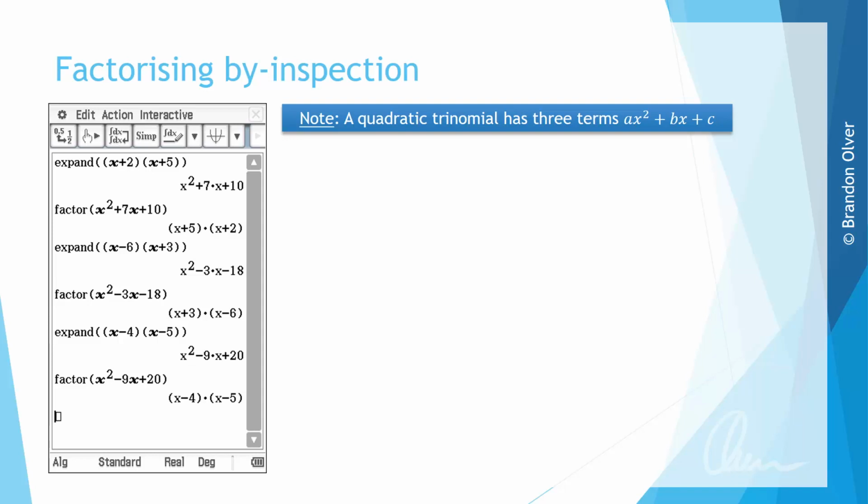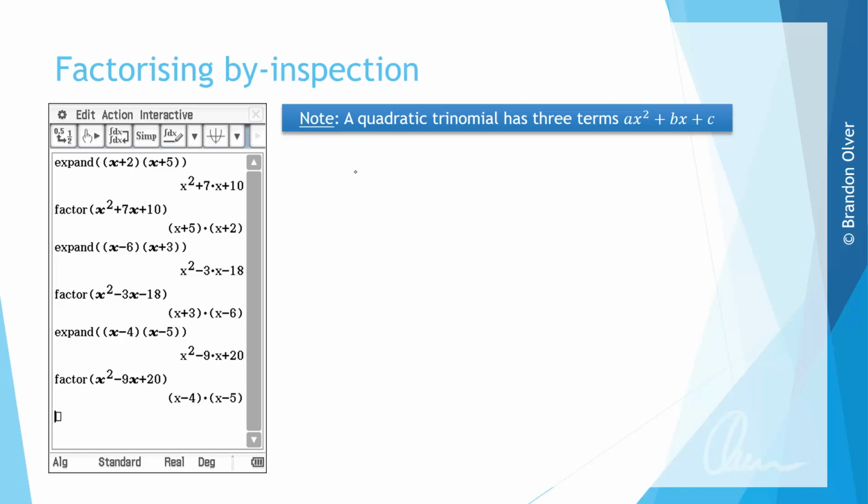You might see that the 5 and the 2 multiply to give 10 and they add together to give 7. And that's a pattern that we can see all the way down the calculator screen. We can see that negative 6 and 3 multiply to give negative 18 and add to give negative 3. The c term is what they multiply to be, and the b term is what they add to be. If we look down a little bit further, we can see x take 4 times x take 5. The negative 4 and the negative 5 multiply to give positive 20 and add together to give negative 9. So we can use this pattern to help develop some sort of rule or process to factorise by inspection.